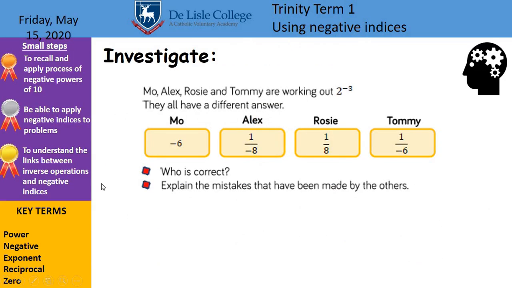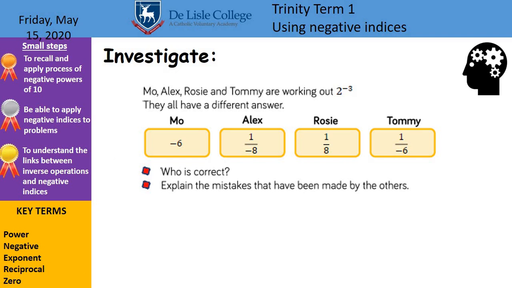Right, good. We're going to have an investigate task here. I would like you to have a quick look at it. So Mo, Alex, Rosie and Tommy are working out 2 to the power of negative 3. They all have a different answer. So the A part to this, the simple bit, is who is correct. You should just be able to work that out now. The harder bit is this section here. Explain the mistakes that have been made by the others. So please pause the video and take your time and have a go at solving this investigation.